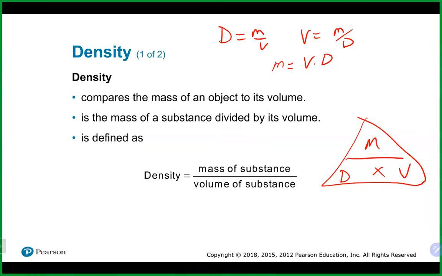You do need to be able to rearrange this formula and really solve for any of those three things. We very commonly will solve for density, mass, or volume in problems. So you may be given two of the three and have to solve for the other thing. So you definitely need to make sure you know how to properly rearrange that to solve for what you're looking for. Any questions on that there?